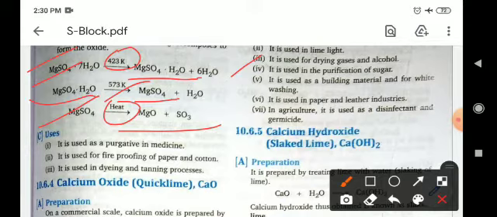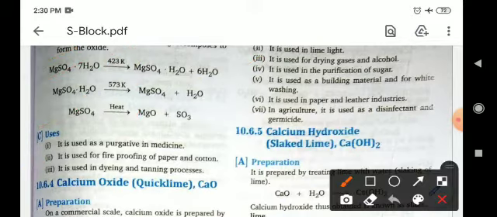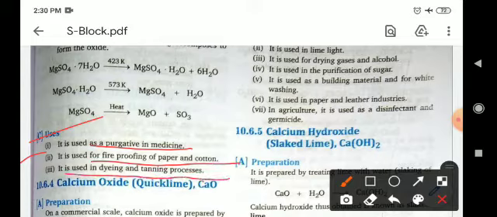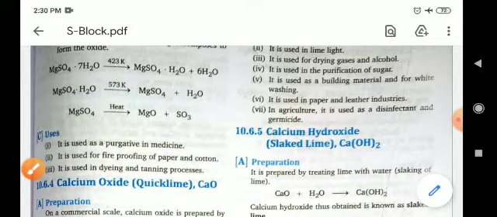Uses: it is used as a purgative in medicine. It is used for fireproofing paper and cotton. It is used in dyeing and tanning processes.